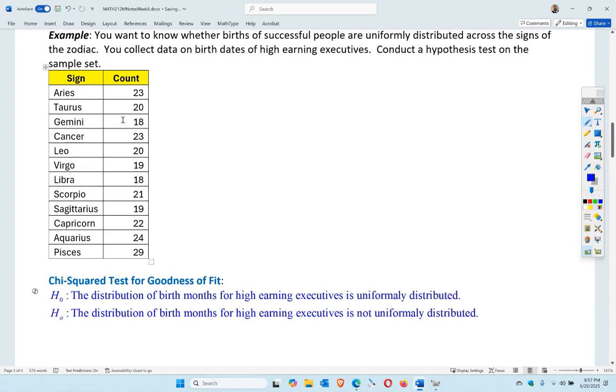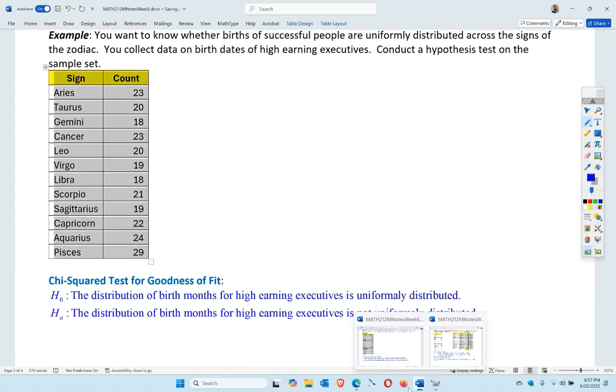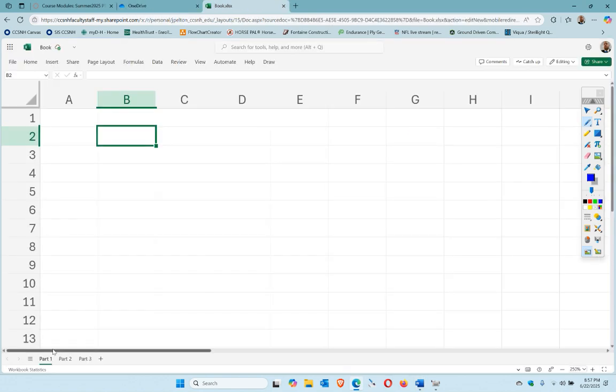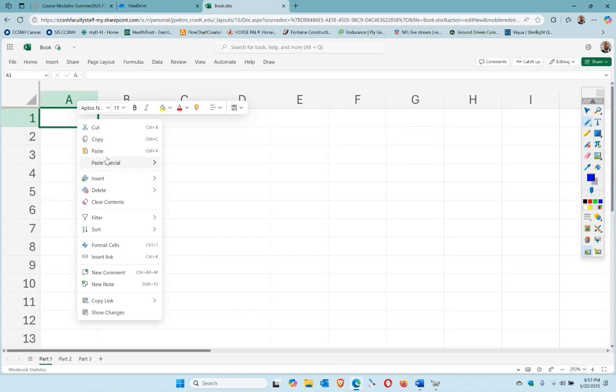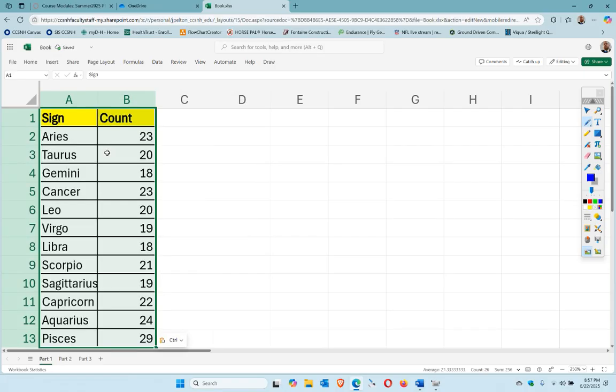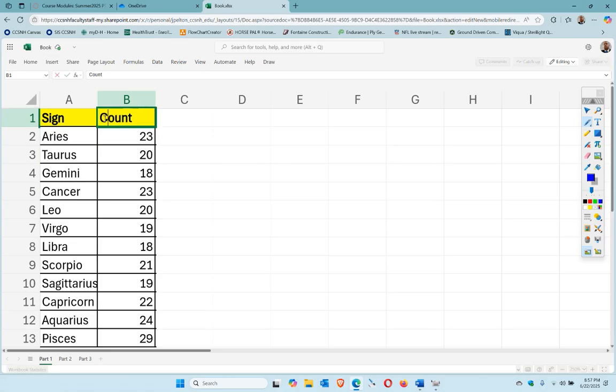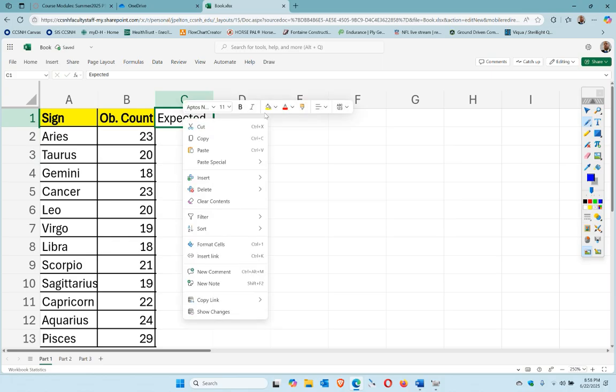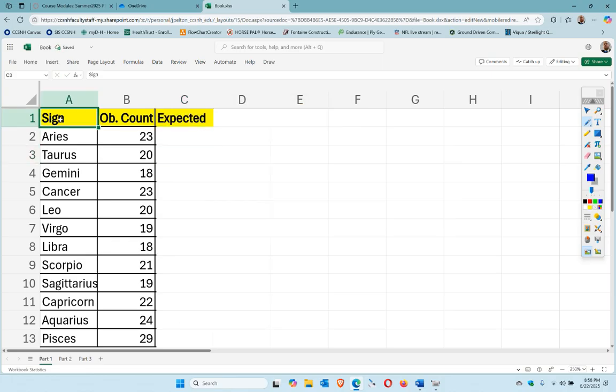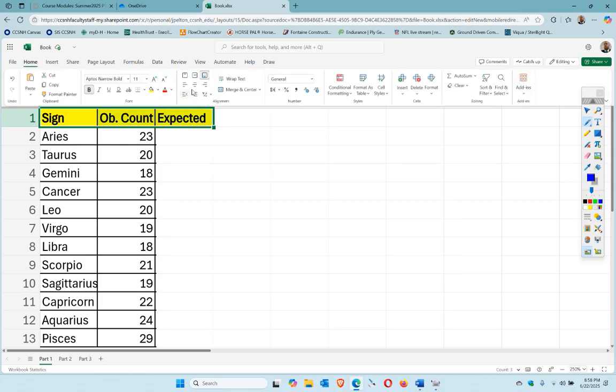Okay, so we're going to take this data and put it into a spreadsheet. Copy. I have one going already. I have tabs 1, 2, and 3. All right, so this will be our first tab. I think we're good. So the count is the observed count. So we can abbreviate this as the observed count. Okay, so we need the expected. So there's a couple ways to go about this. I don't think it'll make a difference either way. Why are these not centered? I don't know. Let's fix that.